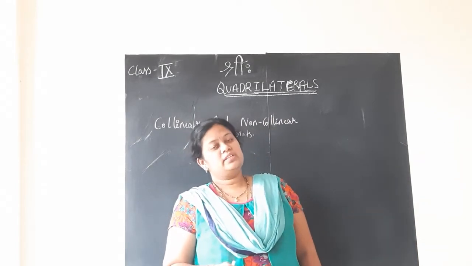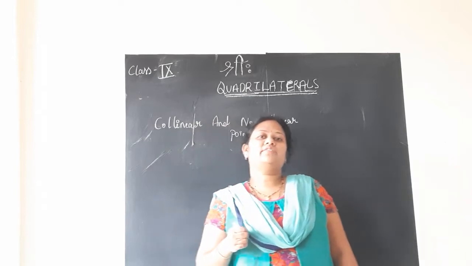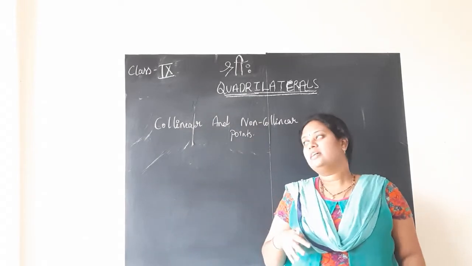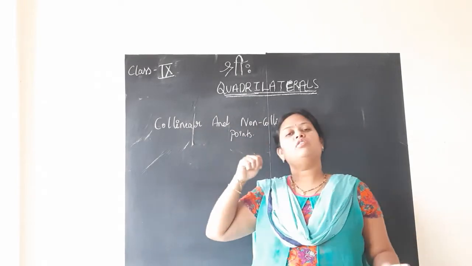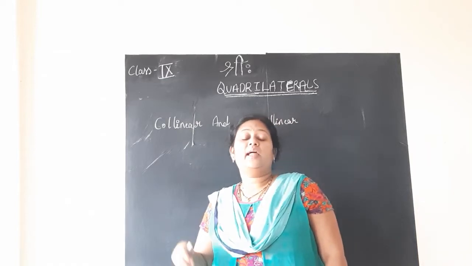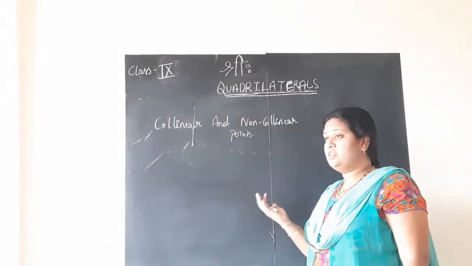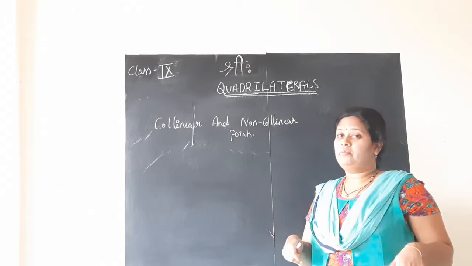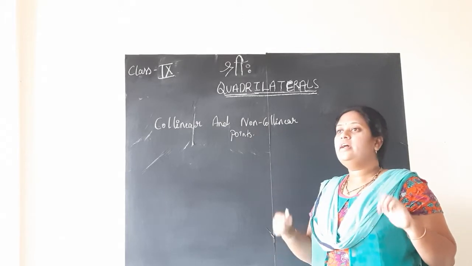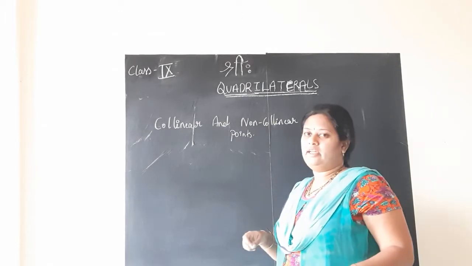Before we start, let us just recall the things which we already know, like collinear and non-collinear points. As I said, in the previous session we discussed the triangle chapter. How do you obtain a triangle? It is obtained by joining any 3 points.